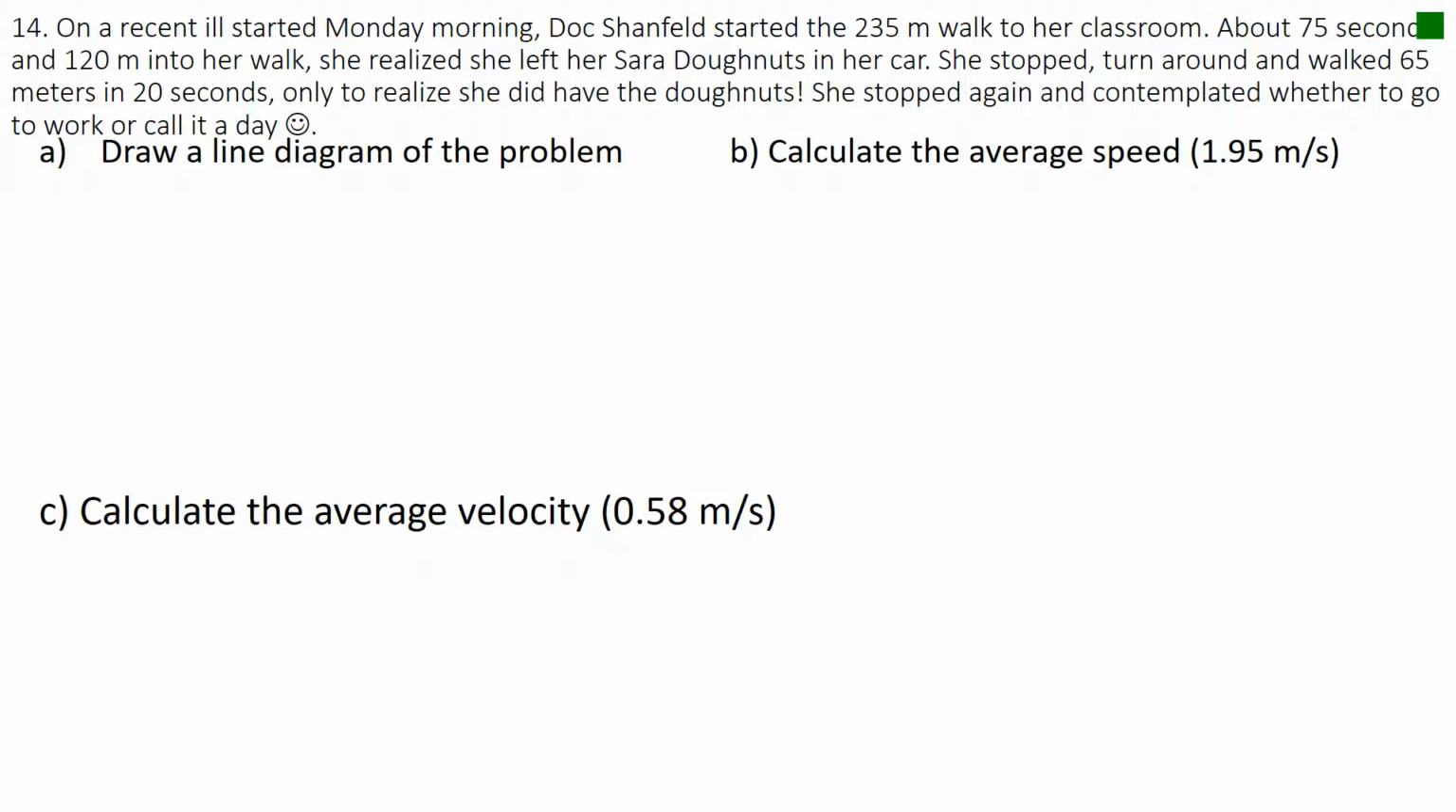So on 14, on an ill-started Monday morning, Doc Schanfeld started the 235-meter walk to her classroom. About 75 seconds and 120 meters into her walk, she realized she left her Sarah donuts in her car. She stopped, turned around, and walked 65 meters in 20 seconds, only to realize she did have the donuts. She stopped again and contemplated whether to go to work or call it a day.